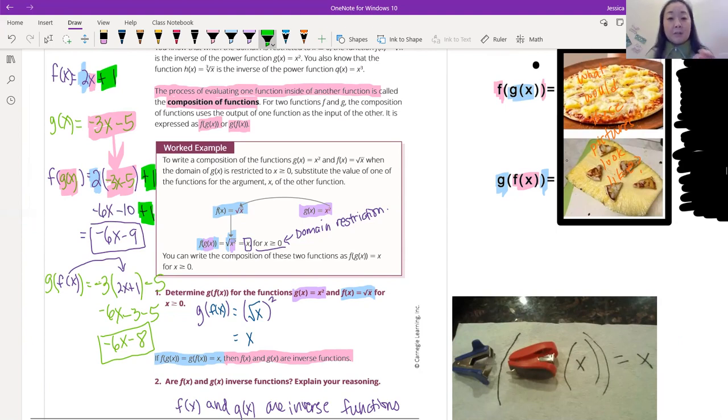So this is what we call composite functions, or in this book, they call it composition of functions. It sounds very like, oh, it's the composition of functions.